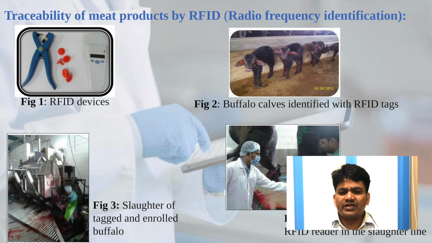So we can definitely think about RFID, which can be explored for tracking and traceability of meat products and even the source of the meat, right?